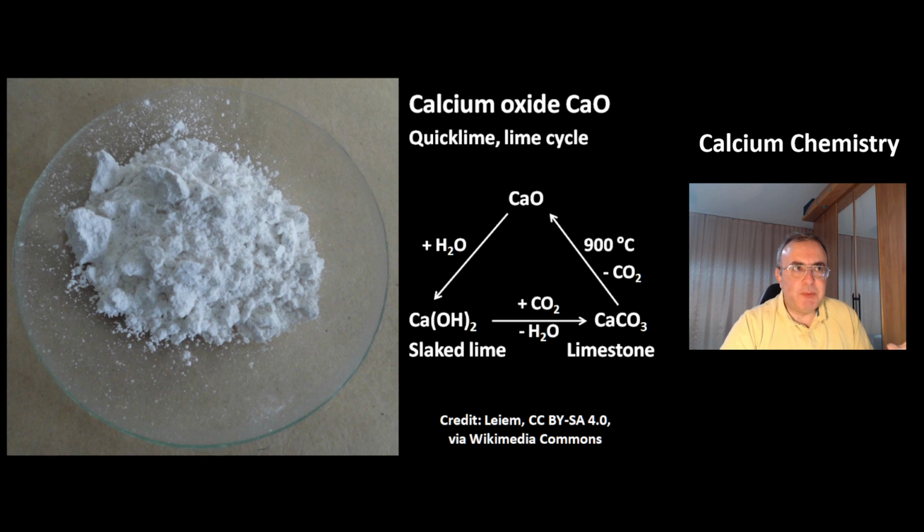This is a picture of calcium oxide, CaO. It's also called quicklime. It is part of the lime cycle. That starts with limestone, calcium carbonate. If it's heated to 900 degrees Celsius, it loses carbon dioxide and you get quicklime, calcium oxide. Treatment with water gives you calcium hydroxide, slaked lime, which reacts with the carbon dioxide in the air back to limestone. That's the calcium lime cycle.